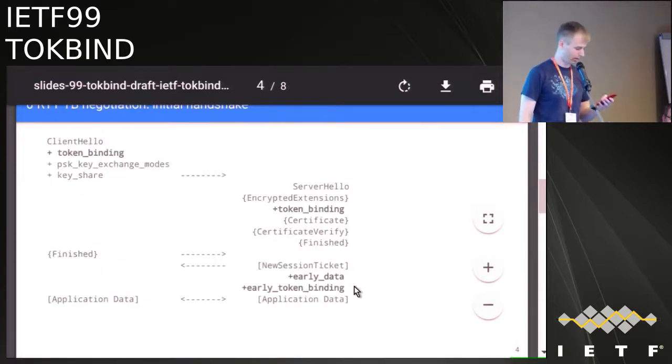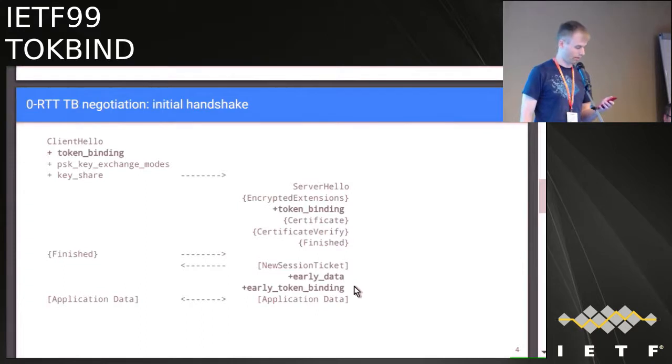Okay, so this slide is basically an overview of what the initial handshake looks like when doing 0 RTT token binding. The client advertises token binding in its client hello. The server, in its response when it issues the new session ticket, this is a server that supports 0 RTT token binding, issues a new session ticket with the early data extension, and also issues the ticket with the early token binding extension. And if the client doesn't support 0 RTT token binding, it's just going to ignore the early token binding extension in that new session ticket.